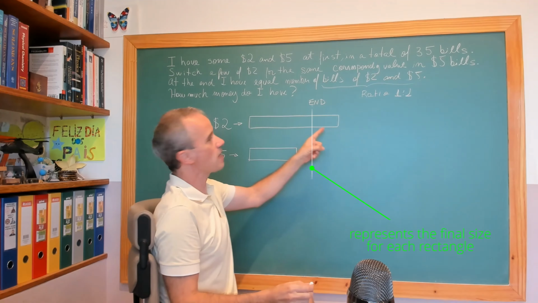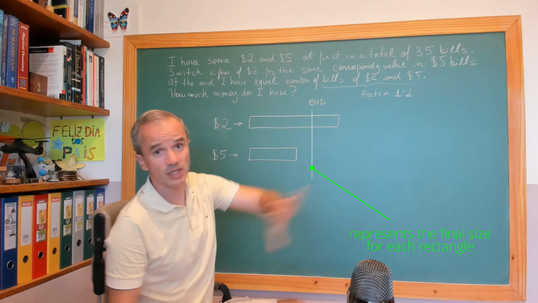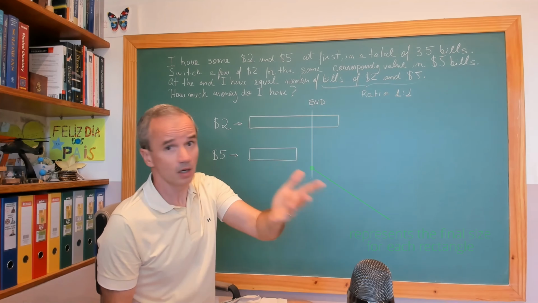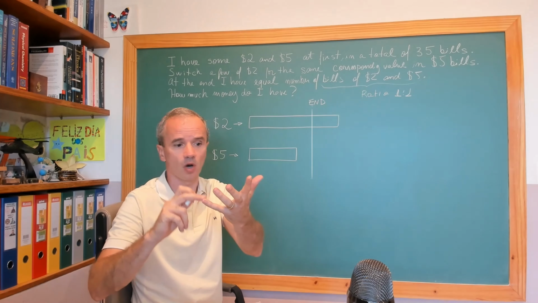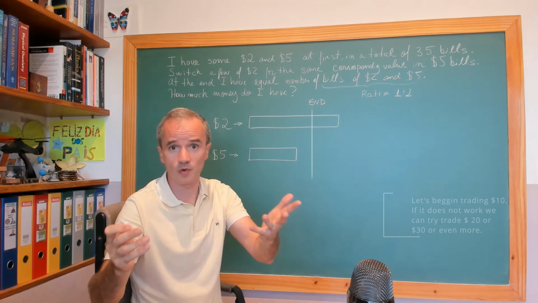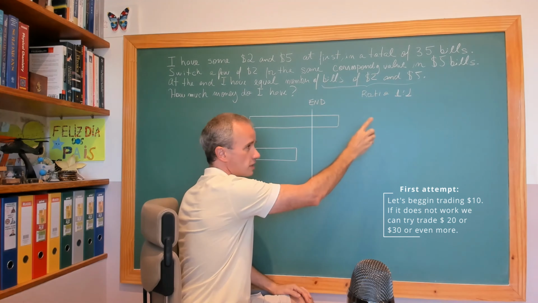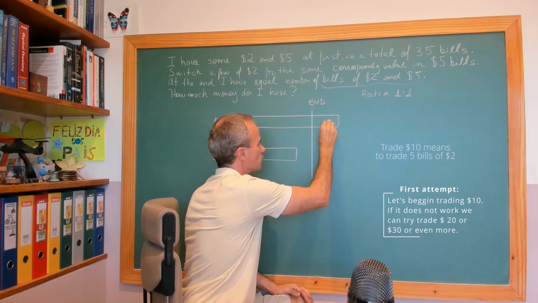Now, I know that I'm going to lose a few and I'm going to start with 10. Why? I have to exchange 10 or 20 or 30. I'm going to start with 10. So I'm going to start with $10. That represents 5 bills in here.